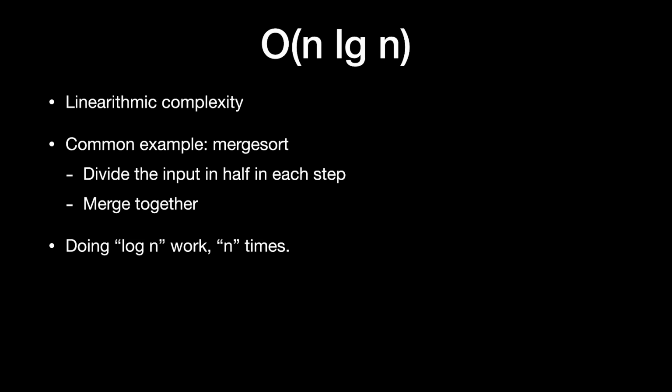Next, we have linearithmic complexity, or a big O of n log n, and a common example is merge sort. Similar to binary search, we divide the input in half at each step. However, we can't discard that half anymore. We still have further work to do. In this case, we have to merge the arrays together at the end. A simple way to think of it is we do log n work n times.